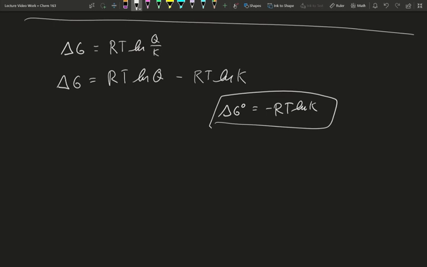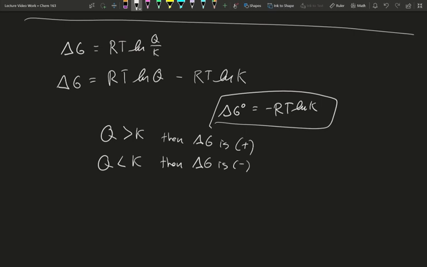But if we're not at that standard state, if we have different amounts of our chemicals still, so Q is anything other than 1, then I'm going to have some value subtracting another value. Well, the larger Q is compared to K, the bigger our front number is going to be. So when I then subtract it, I'm going to still have a positive value. If Q is greater than K, then delta G is positive. If our Q value is ever less than K, then our delta G is negative. And if Q is equal to K, we're at equilibrium. Delta G is equal to 0.